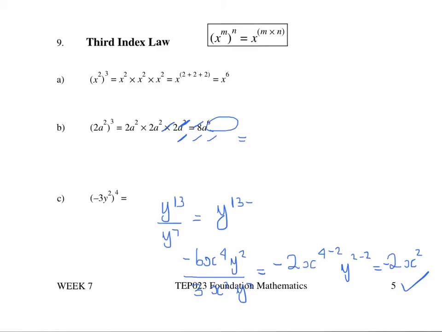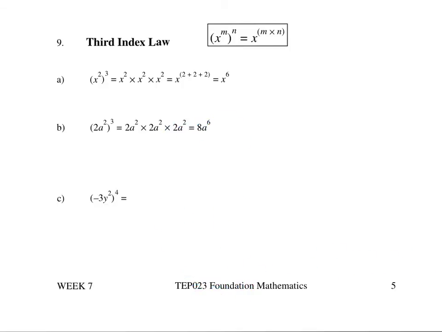Now the third index law is when you've got x to the power m all to the power n, that means x to the power m times n. So an example is x squared all cubed. So that means you've got to rewrite x squared 3 times and multiply it, which is x to the power 2 plus 2 plus 2 using the first index law, x to the power 6.